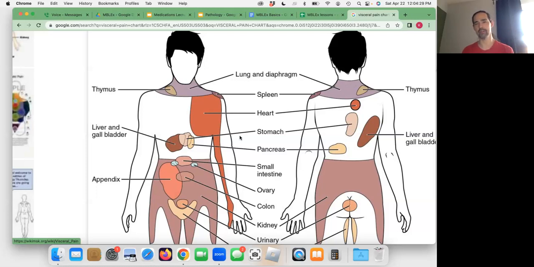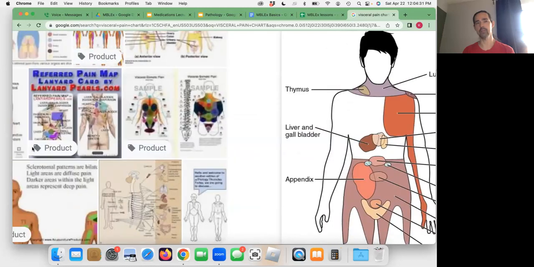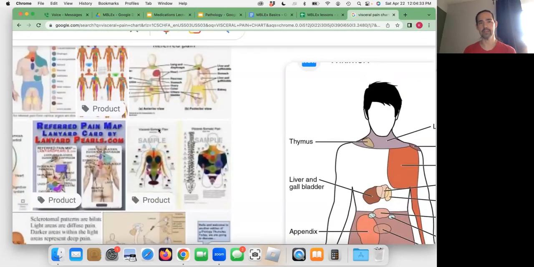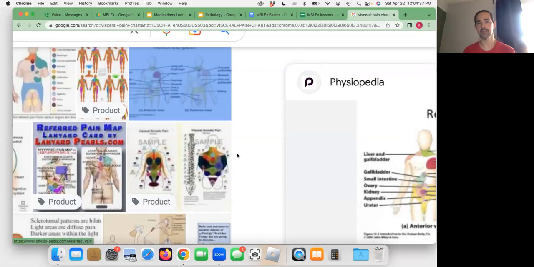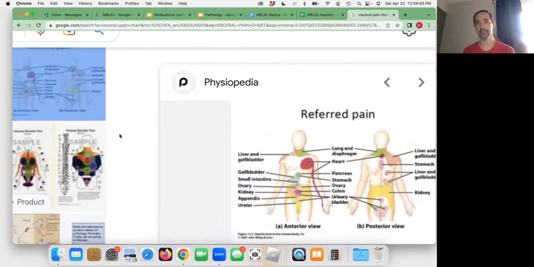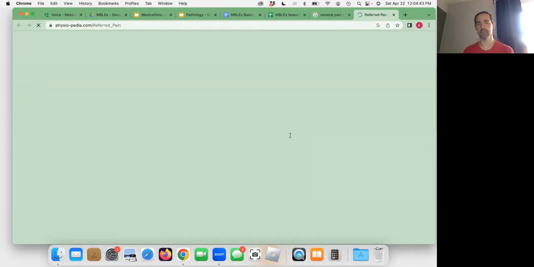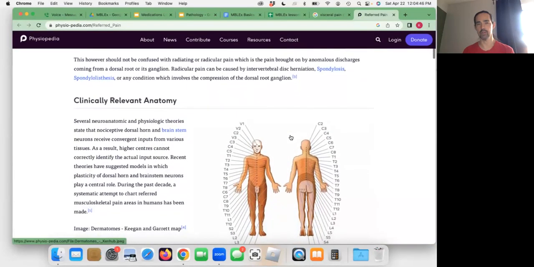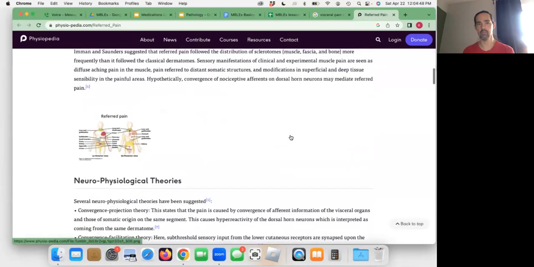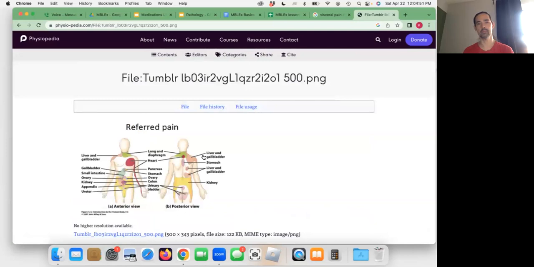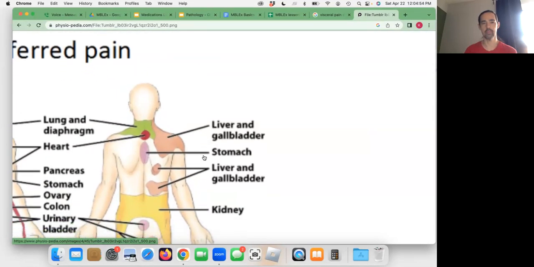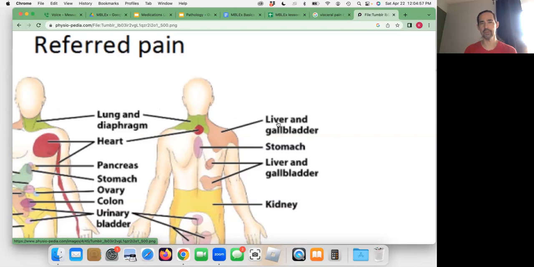I'm not sure what problem would affect the diaphragm specifically, but if you look at any of these charts, you will see, yeah, here's another one. Okay, Physiopedia, love Physiopedia. Let's open this so we can get a bigger and clearer view. So liver and gallbladder refer pain into the right shoulder area. Absent from this diagram is the spleen that refers pain into the left shoulder.